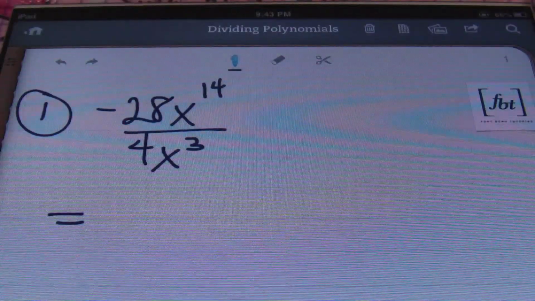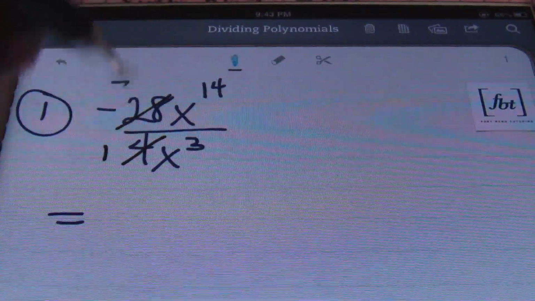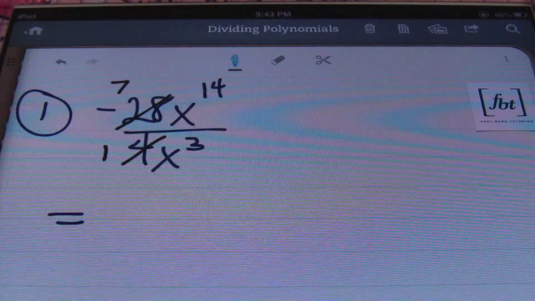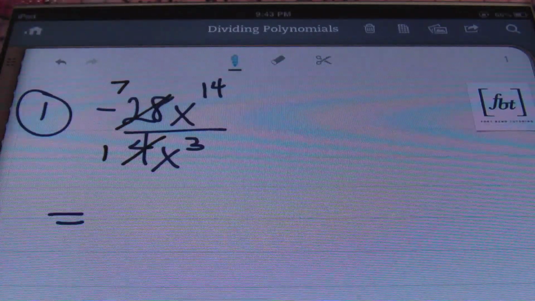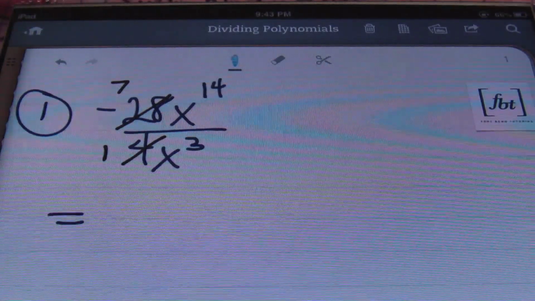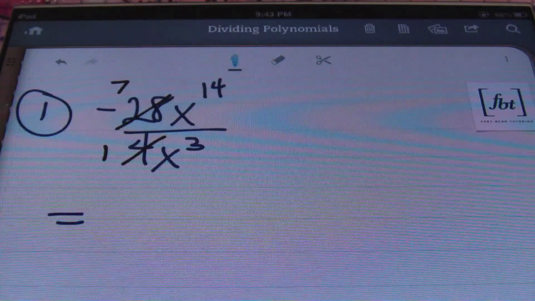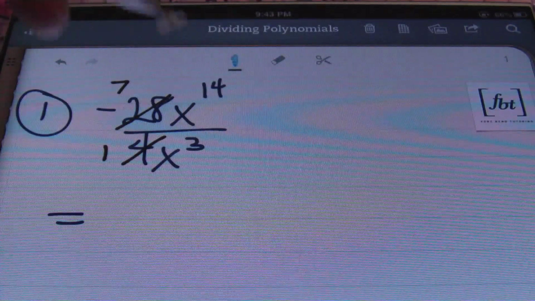So I'll be simplifying this by saying that 4 goes into itself once, and that 4 goes into 28 7 times, just like that. As far as your variable is concerned, ladies and gentlemen, it's going to remain wherever the largest exponent is. So as long as you have positive exponents, your base, that variable x, is going to stay wherever the largest exponent is. And in this case, it's on top.